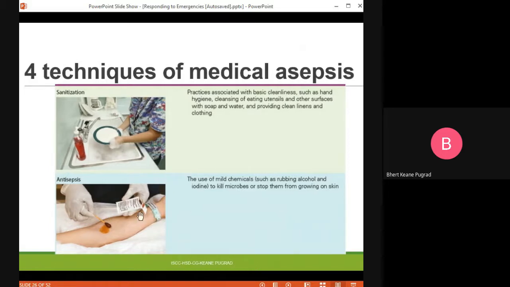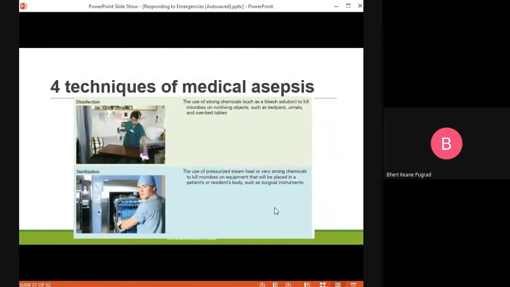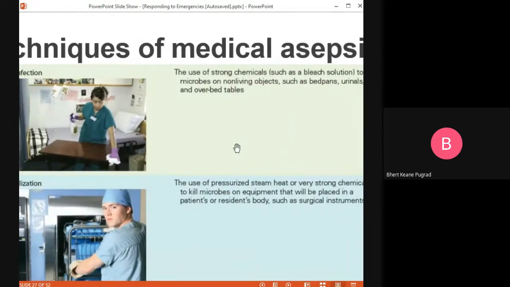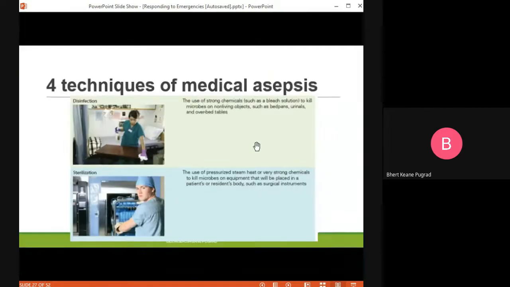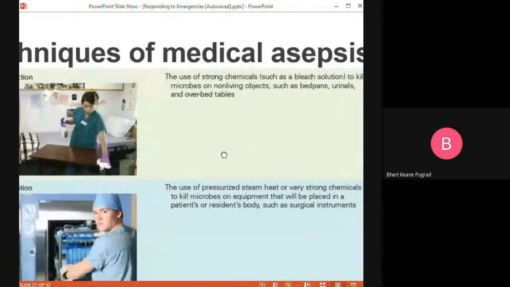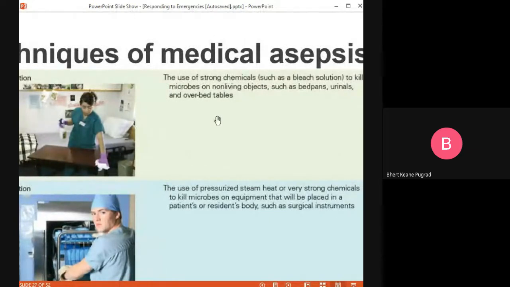Next is your antisepsis. Your antisepsis is the use of mild chemicals, like for example, your rubbing alcohol and your tincture of iodine or your iodine. And the aim of applying those mild chemicals is to kill the microbes and stop them from growing on the part of the body. We also have your disinfection. Your disinfection is the use of strong chemicals such as a bleach solution to kill the microbes on inanimate objects such as bedpans, urinals, and your overbed tables.